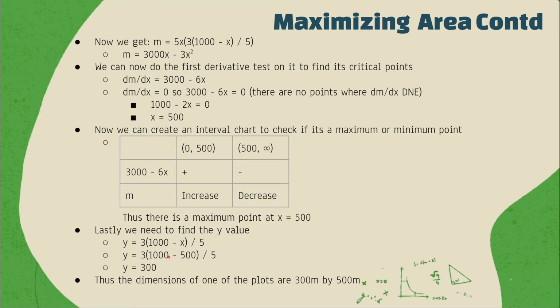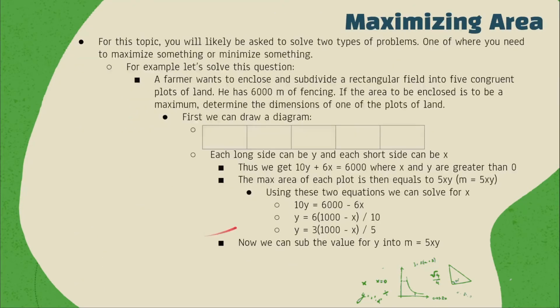So the dimensions of one of those plots is 300 meters by 500 meters. If we go back to our diagram here, we could see that it's not exactly to scale because we said y would be our longer side, but it clearly turned out shorter. But nonetheless, it helped us understand how to approach this problem.